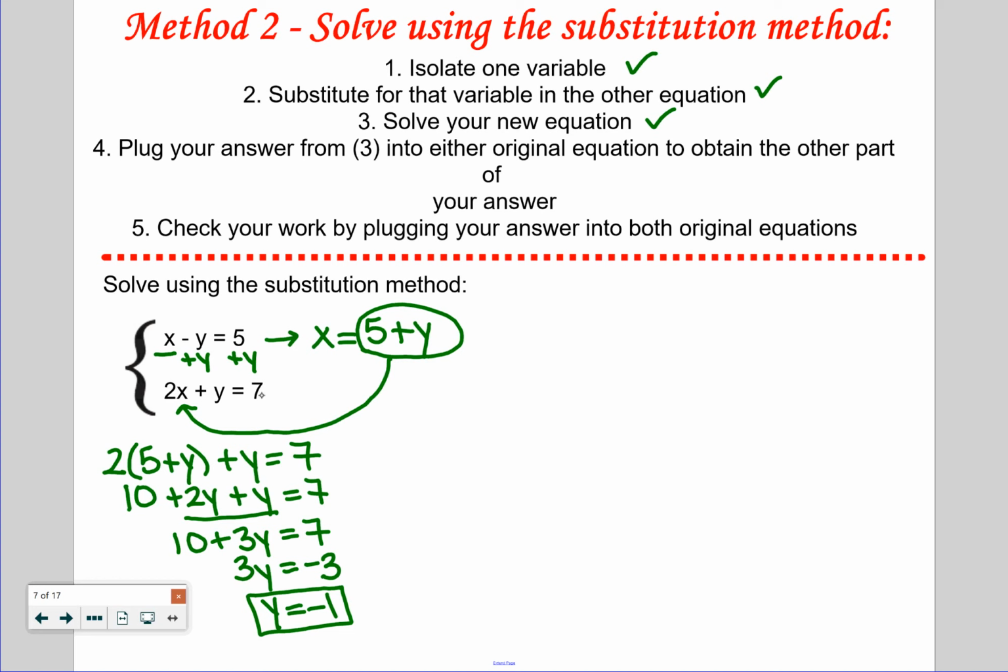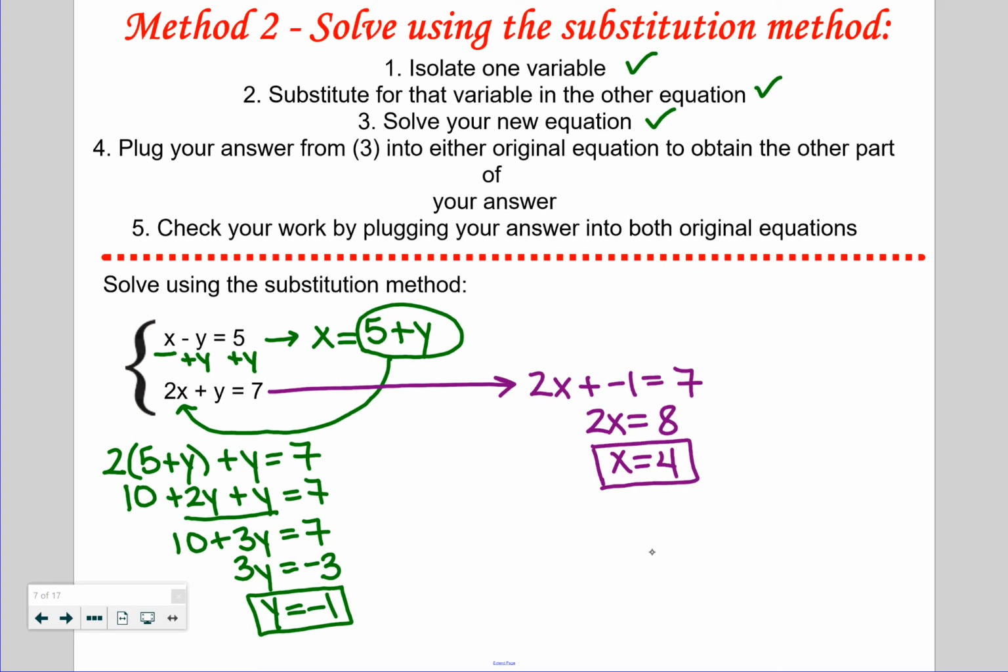You can use either original equation. I'm going to use the bottom equation. 2 times x plus, now we know what y is. Y is negative 1. And now we can solve for x. If I add 1 to the other side, I get 2x equals 8. Divide both sides by 2, I get x equals 4.